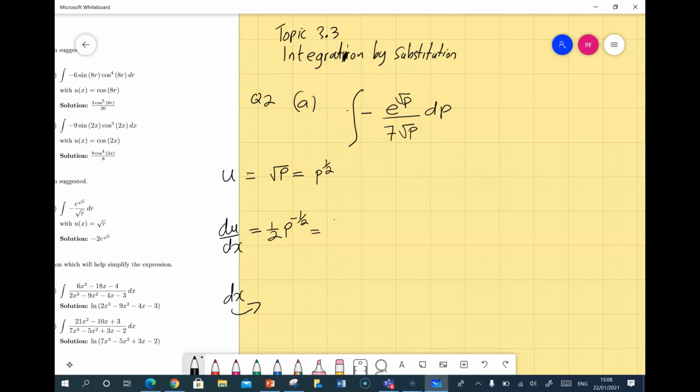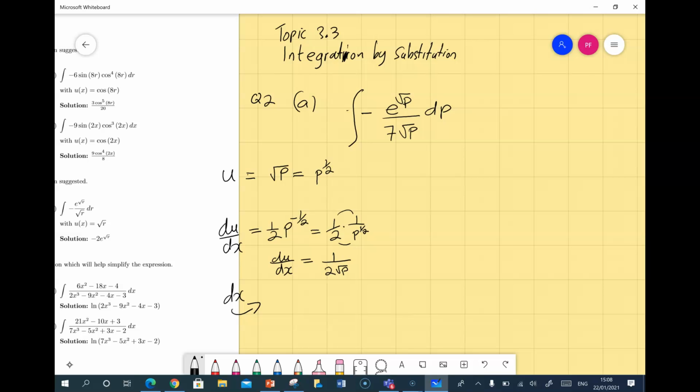What does that look like? That's a half, and p to the power of minus a half. A minus means things should be underneath the line. So it's a half multiplied by 1 over p to the power of a half. Okay, so our du dx is equal, so top by top, bottom by bottom, 1 times 1 is 1, and 2 times p to the power of a half. Now remember, p to the power of a half is the square root of p, so it's 2 root p. Okay, now let's have a look up and see what we know.